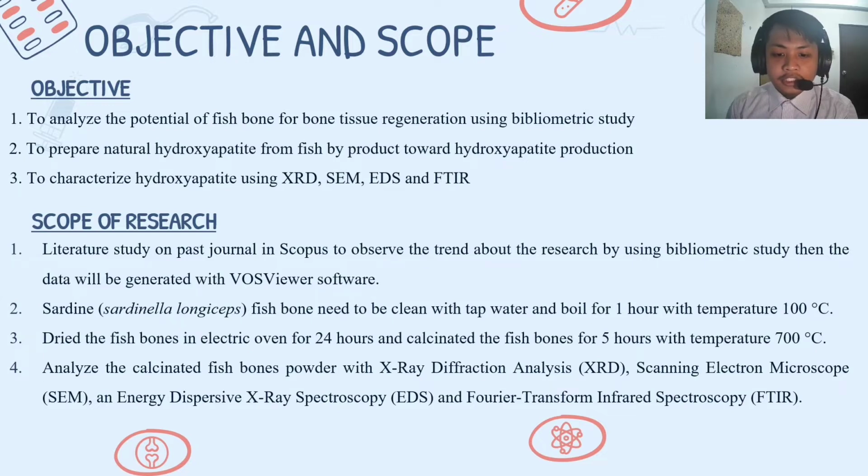Second, the sardine or Sardinella longiceps fish bone needs to be cleaned with tap water and boiled for 1 hour at a temperature of 100 degrees Celsius. Number 3, dry the fish bone in an electric oven for 24 hours and calcinate the fish bone for 5 hours at a temperature of 700 degrees.